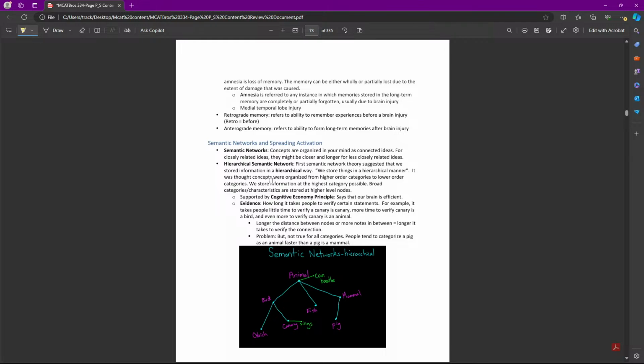Concepts are organized from higher order categories to lower order categories. We store information at the highest category possible. Broad category characteristics are stored at the higher level nodes. This is supported by the cognitive economy principle, saying our brain is efficient. How long it takes people to verify certain statements depends on how well they can link ideas together. The longer the distance between nodes, or the more nodes in between, the longer it takes to verify that connection. The problem is that this is not true for all categories. People tend to categorize a pig as an animal faster than a pig is a mammal.